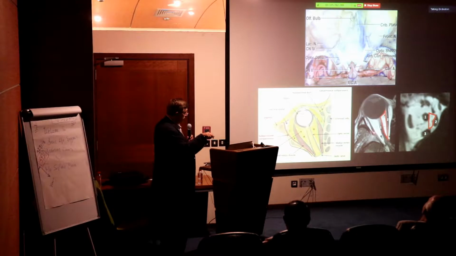And this is how it looks on the images: the globe, the optic nerve, the lateral rectus, the medial rectus. So this is called the medial compartment, intraconal. This is called the lateral compartment. This is the lateral compartment, this is the medial compartment.